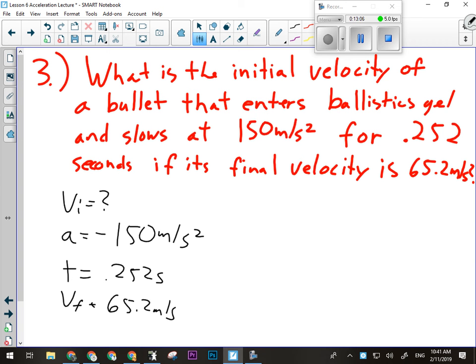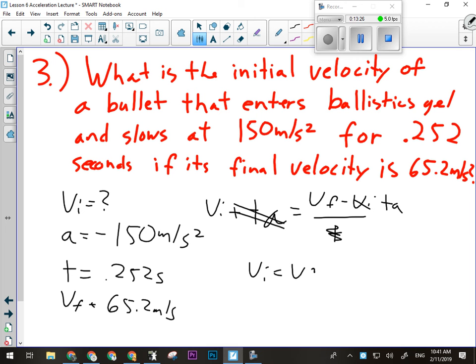Okay, Skylar, which formula would I use for that one? Change in velocity over change in time. So that's the one from Science 10. VF minus VI over T. I'm manipulating for VI, so I'm going to multiply both sides by T. I'm going to add VI over here, and then I'm going to subtract T times A over here. So I'll have initial velocity equals the final velocity minus the change.